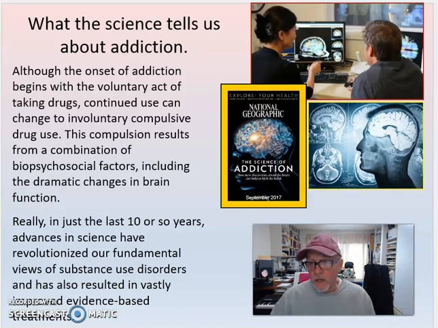And so the onset of addiction often begins with the voluntary act of taking a drug, and continued use can change to involuntary compulsive drug use. And this compulsion results from a combination of biopsychosocial factors, including the dramatic changes in brain function. And so I posted this issue of National Geographic that was dedicated in 2017, a couple of years ago, to the science of addiction. And so it was fascinating stuff.